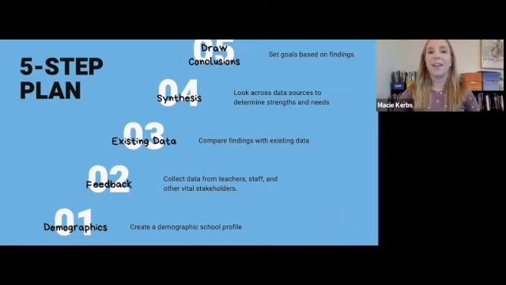Are our teachers coming in with years and years and years of experience? Is it varied by level of expertise? What is the range of degrees that are held within our campus? So just to understand, not only who are we serving, but who are the people serving those students. And then we collect some feedback, and we'll go in depth mostly on that step. We can compare our feedback with existing data, and then we look across all of that information to determine the strengths and the needs. And then finally, we end with some sort of action plan. So, based on these findings, what are we going to do?